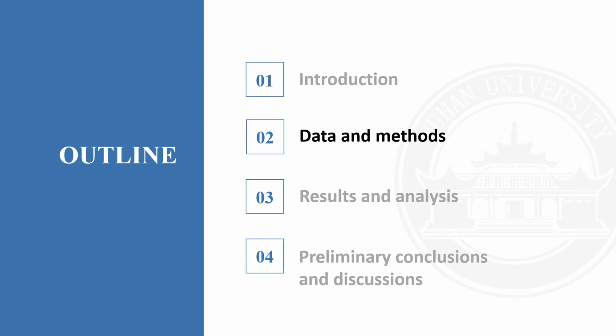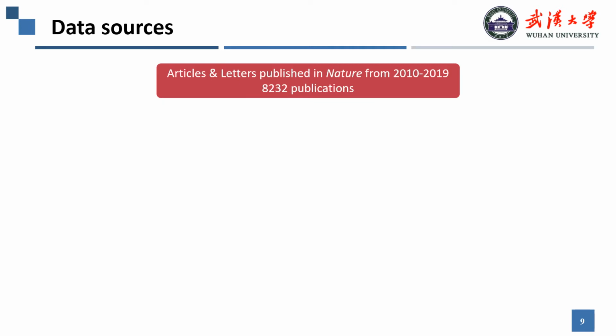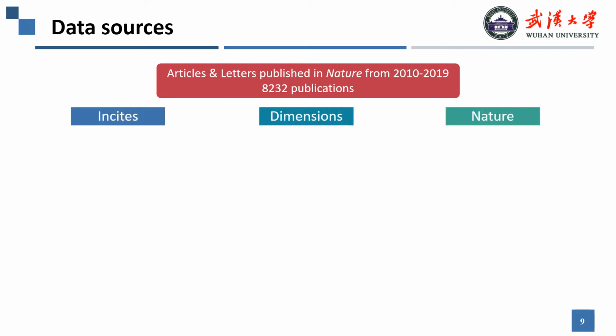Now we introduce the data and methods in this research. We selected all articles and letters published in Nature from 2010 to 2019 as our data sample, including more than 8,000 publications. We try to compare the paper-level classifications of the same data sample across 3 different platforms, respectively ISSI, Dimensions, and Nature. The 3 platforms adopt different methodologies for paper classification.